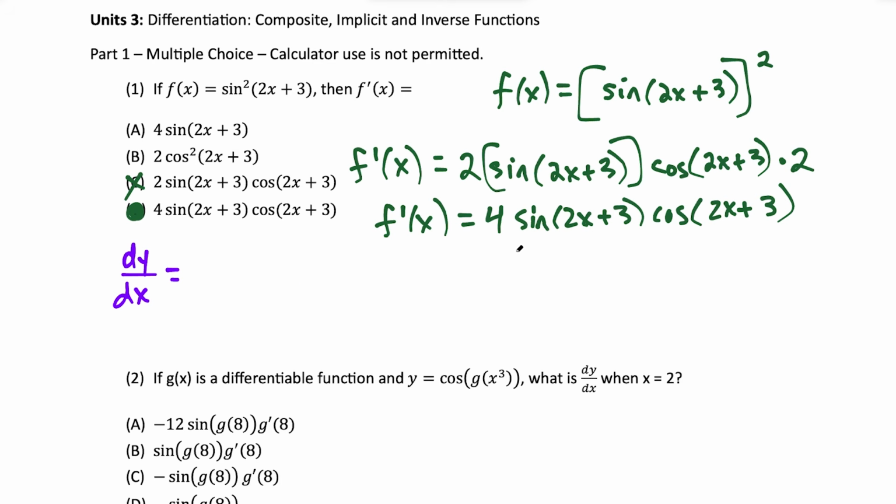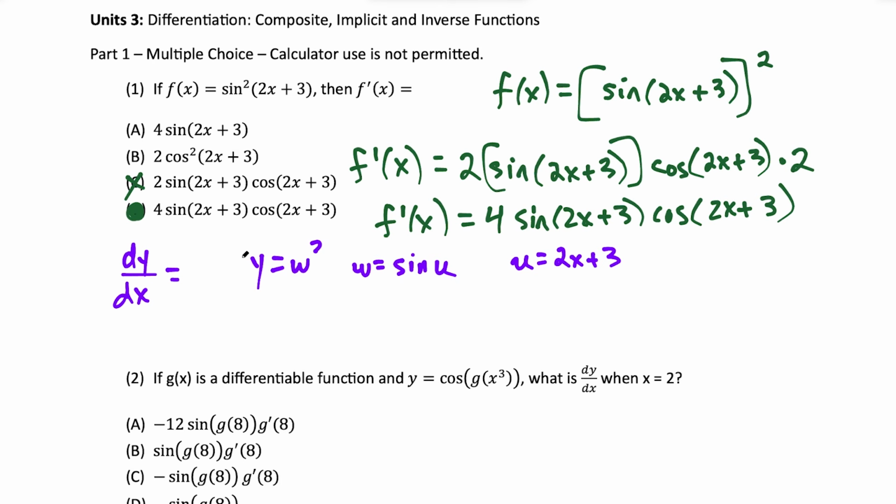If we use this second method, I would say something like u is equal to 2x plus 3. That's our innermost function. Then I'm going to name our next function w. I'm going to say w is equal to sine of u. And then the next thing I'll say is that y equals w squared.